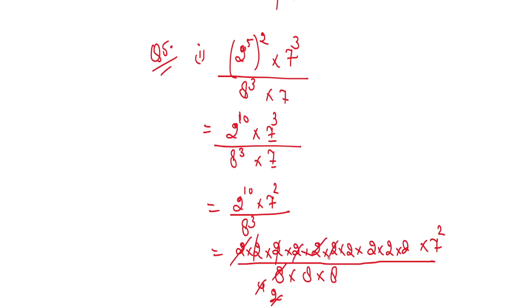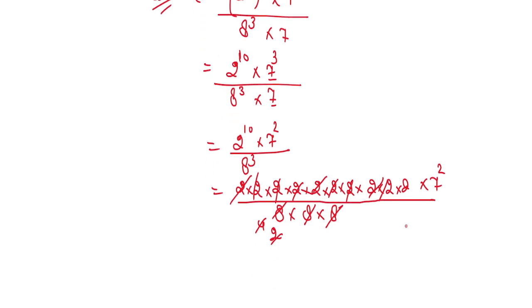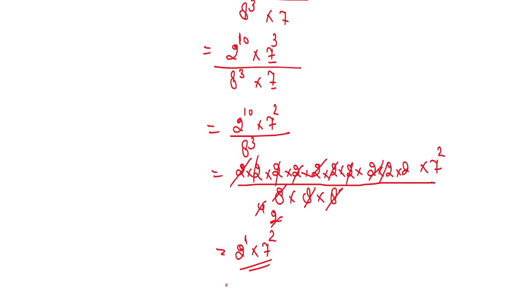It means you can divide 32 by 8. So what do you get? Only 2 multiplied by 2 raised to the power 1 and 7 raised to the power 2. So the answer is 2 multiplied by 7 raised to the power 2. You can simplify it also. 2 multiplied by 7 sevens are 49, so it is 98. So the answer is 98.